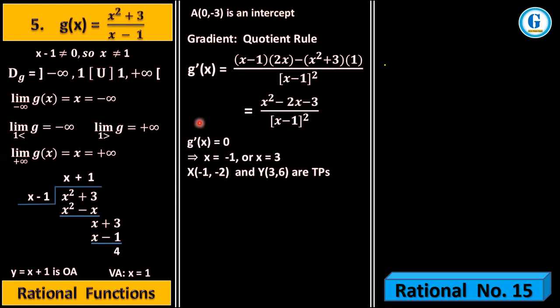Note, in all my tutorials, I like to use A, B, and C for intercepts, and I like to use X, Y, Z for turning points. So X is the turning point here. And when x equals 3, substitute also here, you're going to have the value of y to be 6. So here we have 2 turning points in this curve. Now we move to our variation table.